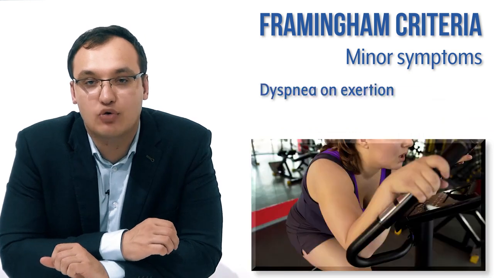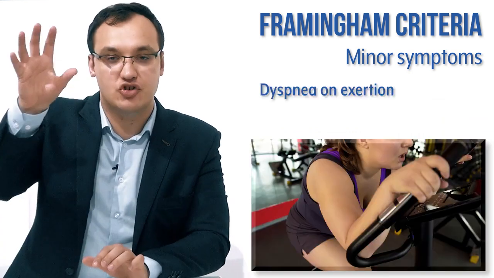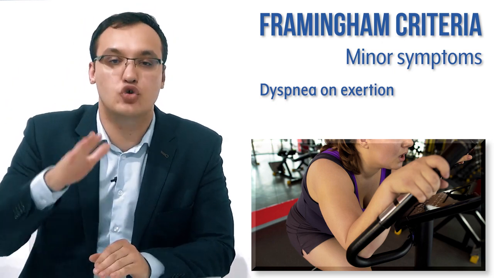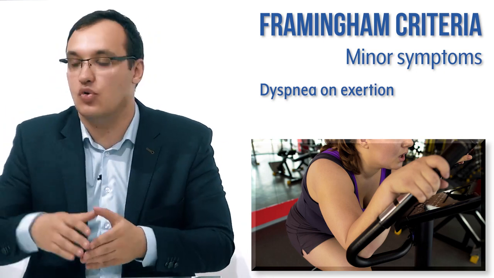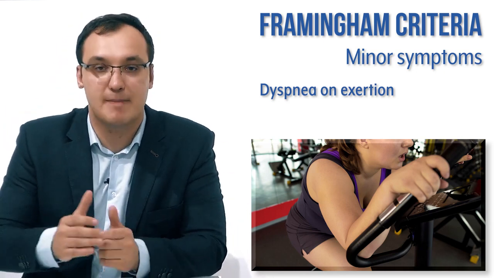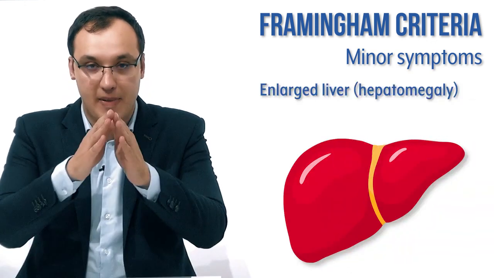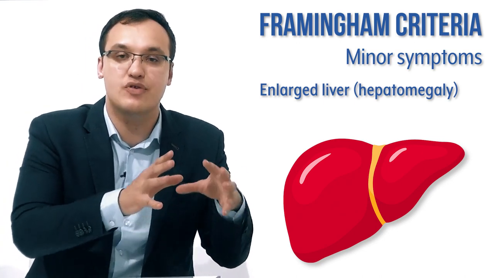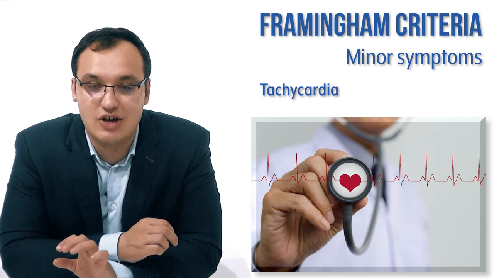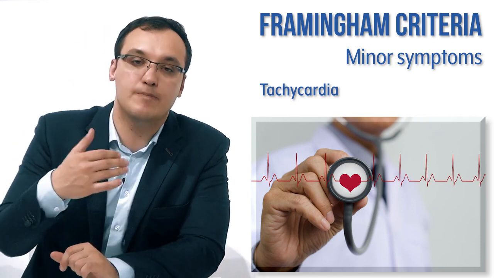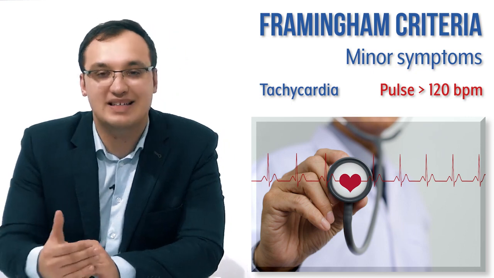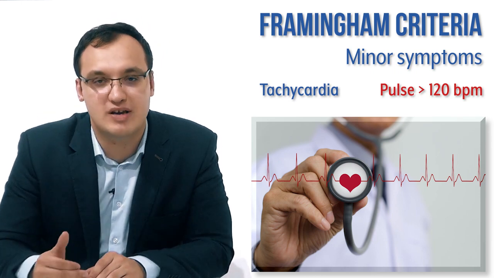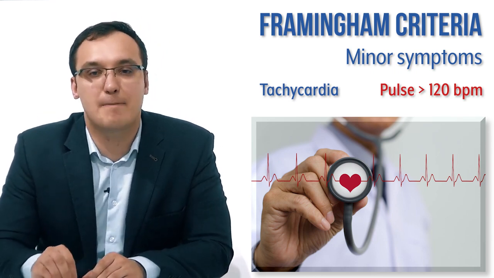We have dyspnea on ordinary exertion. As you see, in the major ones we had paroxysmal nocturnal dyspnea, meaning dyspnea in the night. Here we have dyspnea by regular exercise or regular movement. Okay, that's a minor criterion. Then, instead of cardiomegaly, which was an increased heart, we have here an increased liver in the minor criteria. The other one is tachycardia. Tachycardia means that we have a pulse more than 100, but in this case it's more than 120 beats per minute. So remember, more than 120 beats per minute is tachycardia, and this is a minor sign.